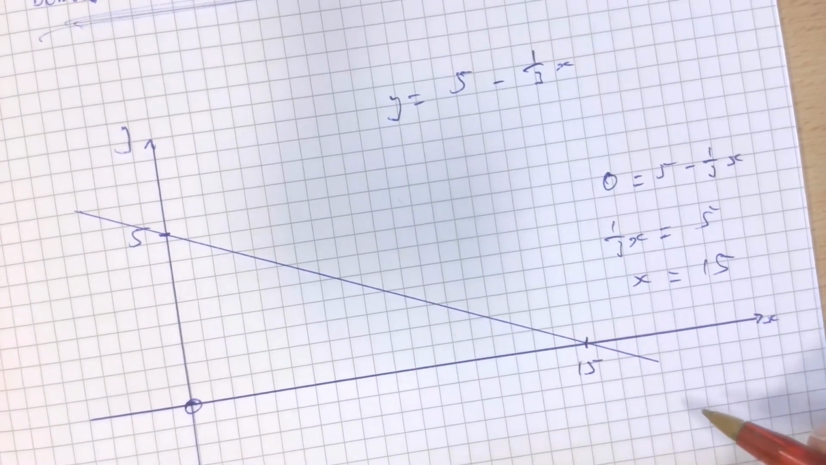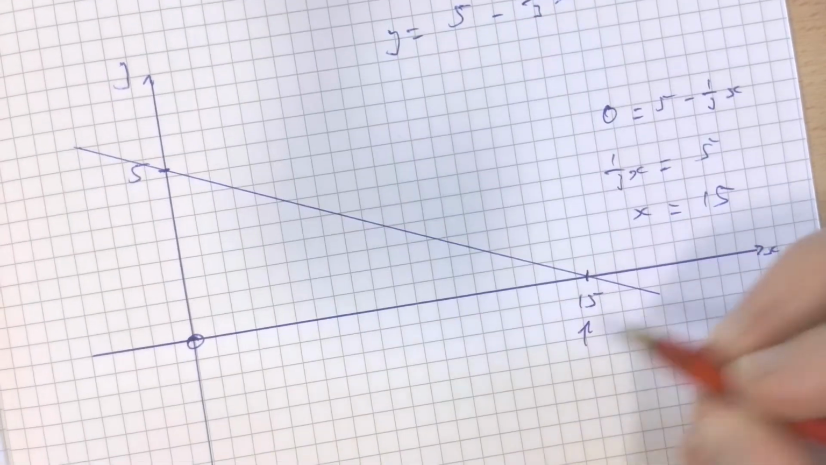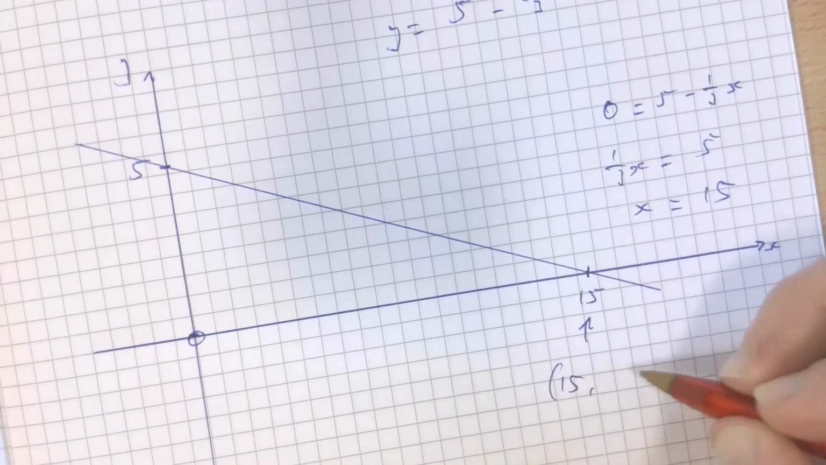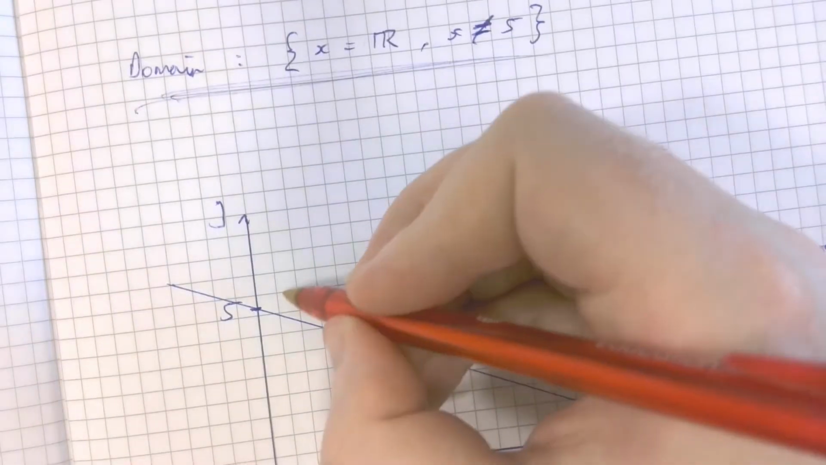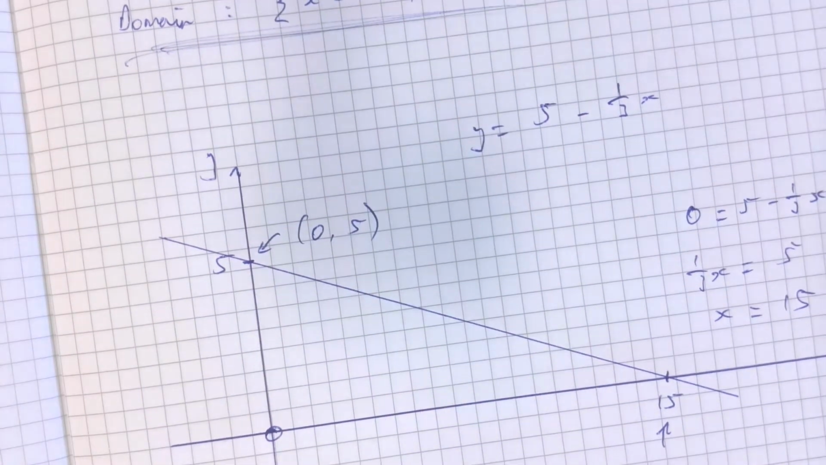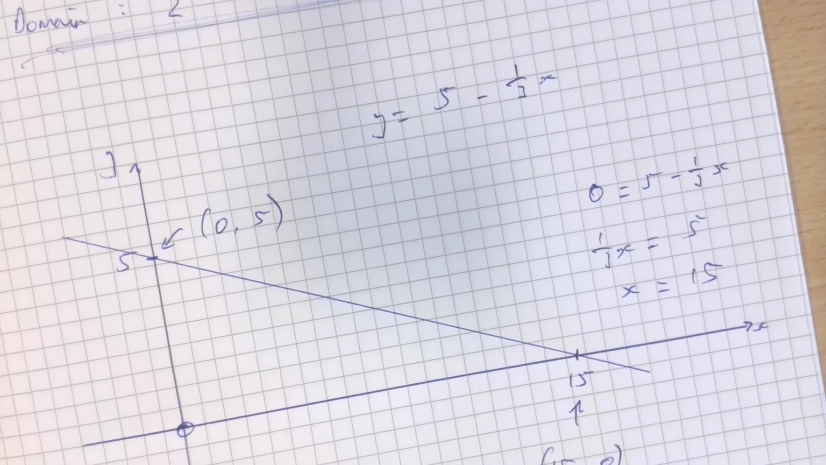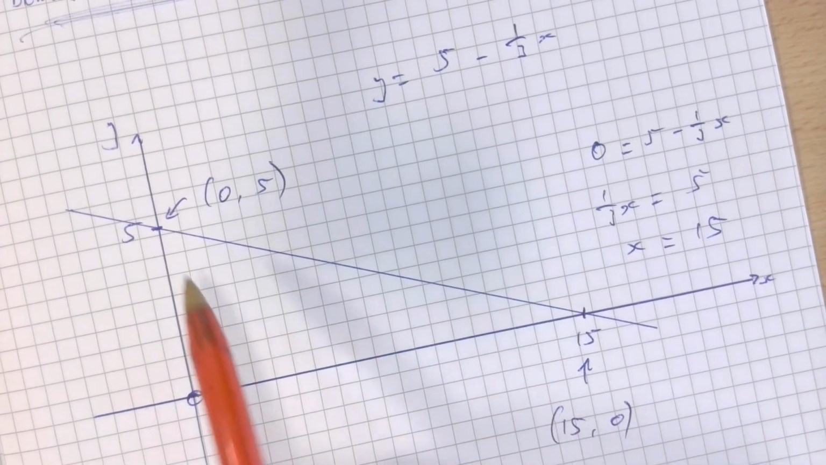So we found here the x and y intercepts. The x-intercept, (15, 0), and the y-intercept, (0, 5). And we've also produced a neat little sketch of this graph. And you should see a connection between what this graph looks like.